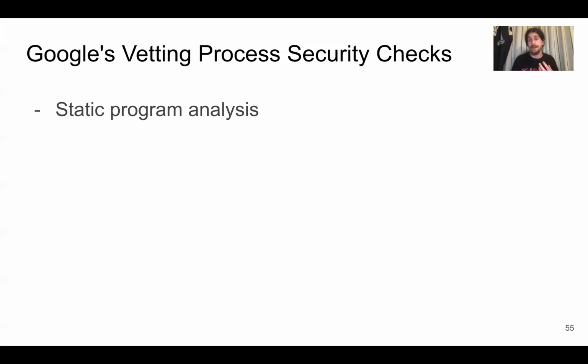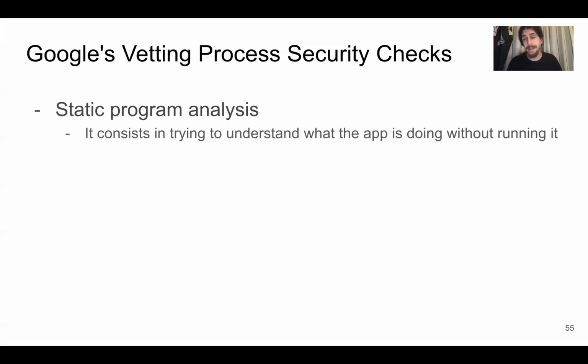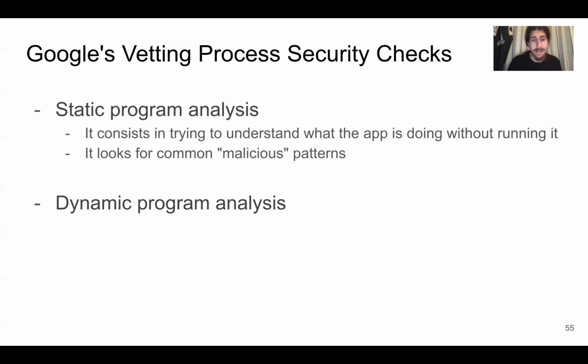They take the app, they don't run it, they just try to scan for maybe known malicious things and so forth. They try to really understand what the app is doing without running it. Of course, static program analysis relates to the static reverse engineering that we discussed in the past. The idea is that they do this automatically. They try to look for common patterns of malice, and they have some heuristics to flag an app as potentially malicious.